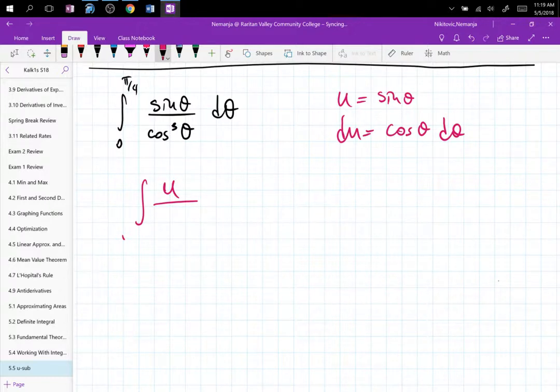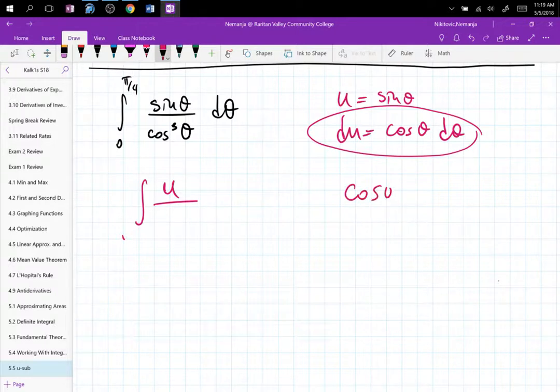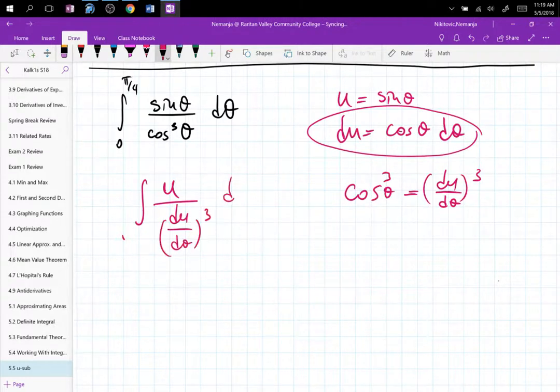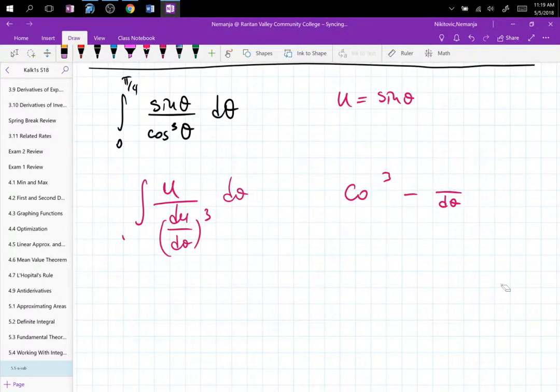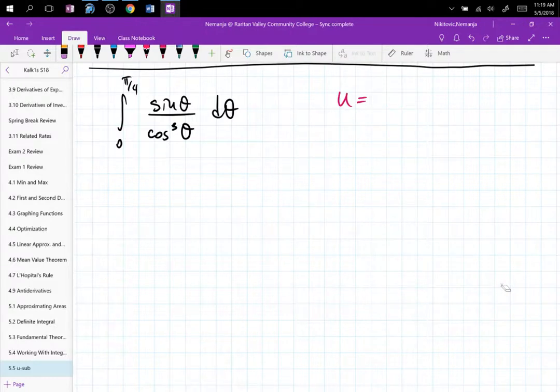Now what? I have a cosine cubed over there. To get a cosine cubed out of this one, I would have to solve for cosine theta, which is du over d theta, and then cube both sides to replace cosine cubed with du over d theta cubed, and as you can see, that makes no sense, right? So when you get to the point where nothing makes sense, you go back and you switch everything. So we switch this to cosine.